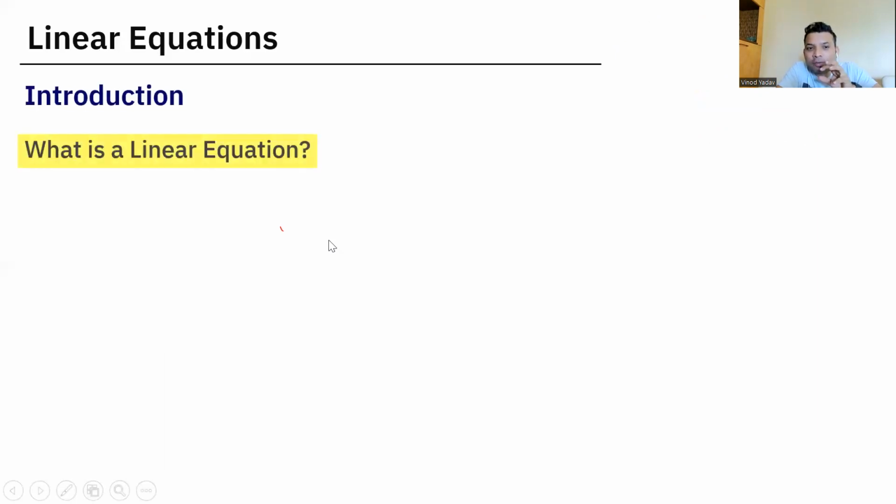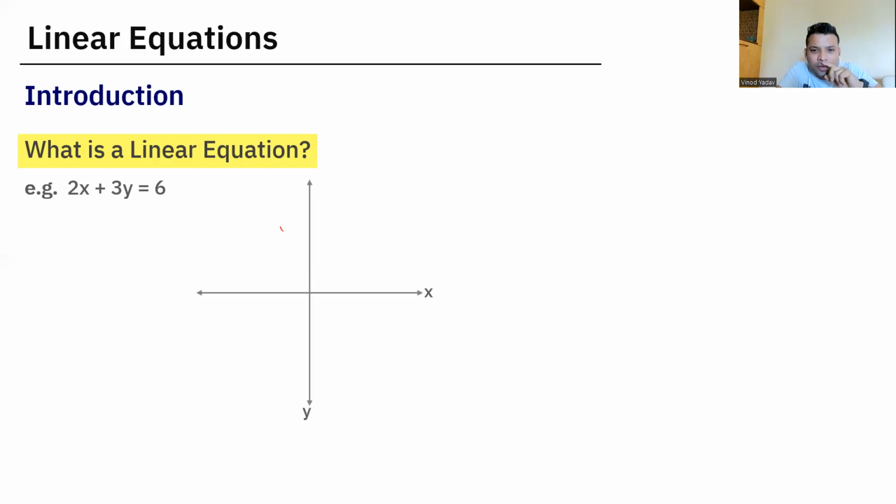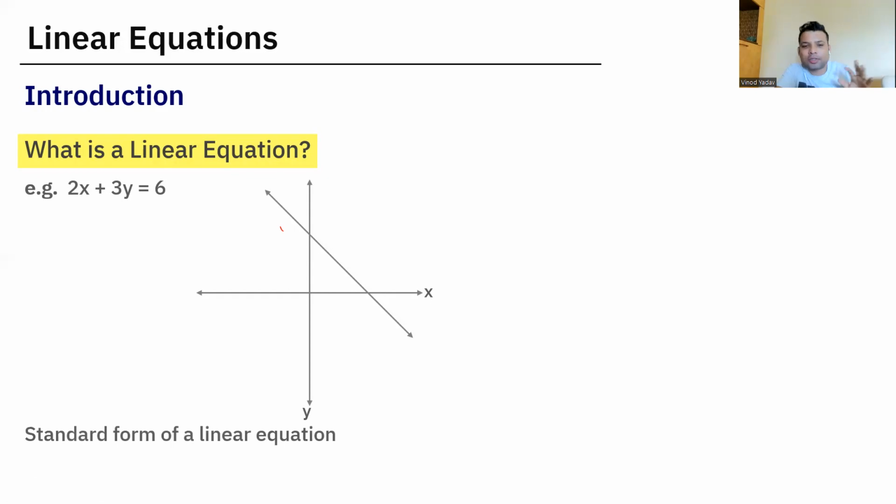So what is the linear equation? How does it look like? See this example, 2x plus 3y equal to 6. Did you see x and y variables? Highest power is 1, right? Perfect. So if I plot this on the graph, you know very well, it will give me a straight line, hence the name linear. What is the standard form? Means which can take care of all the varieties. Generally, ax plus by plus c equal to 0. This is how the linear equation looks like.